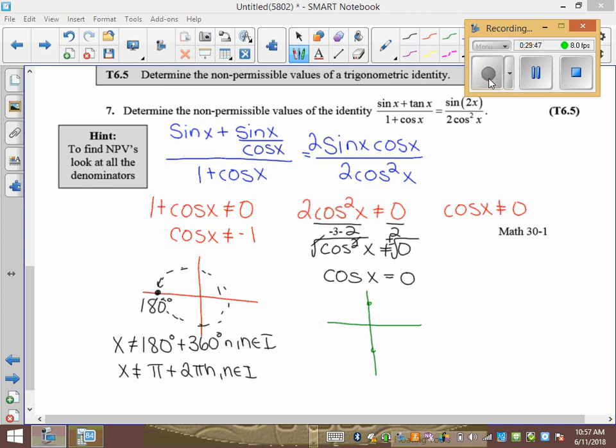So cos x equals 0 here and here. This is cos x equals 0, too. These are actually the same NPVs, so we don't have to deal with that one. So it's going to be at x cannot equal 90 plus 180n, sorry, or x cannot equal pi over 2 plus pi n, n an integer. Okay.